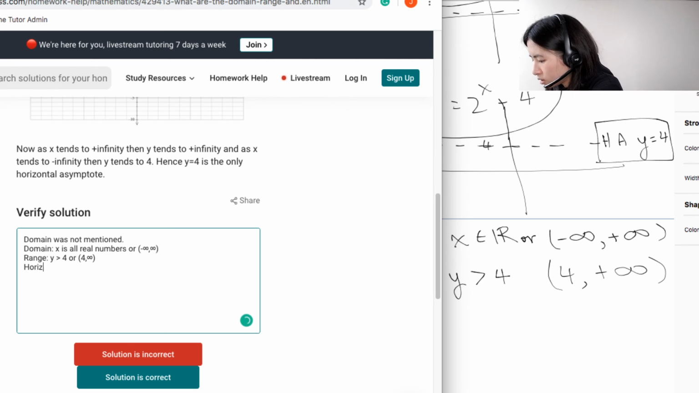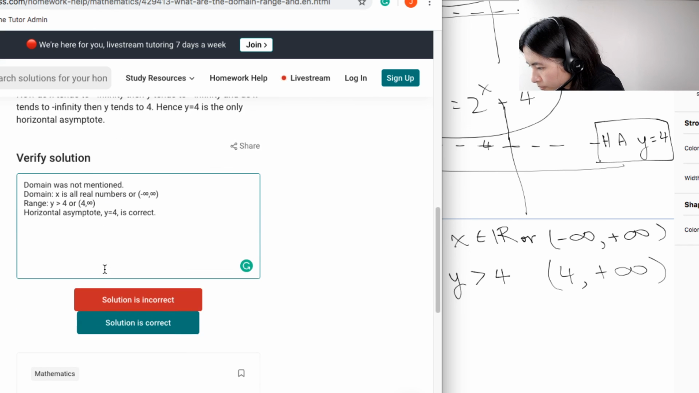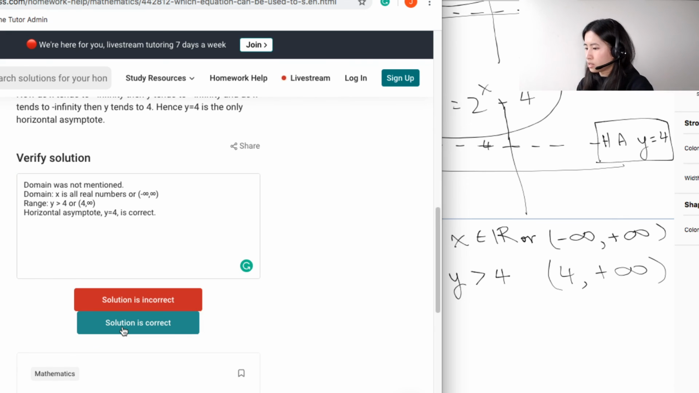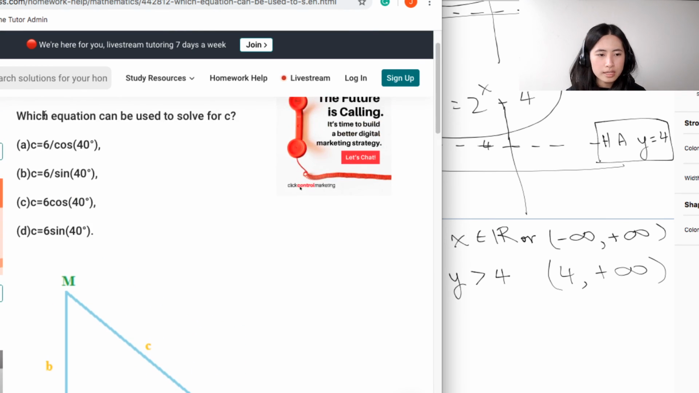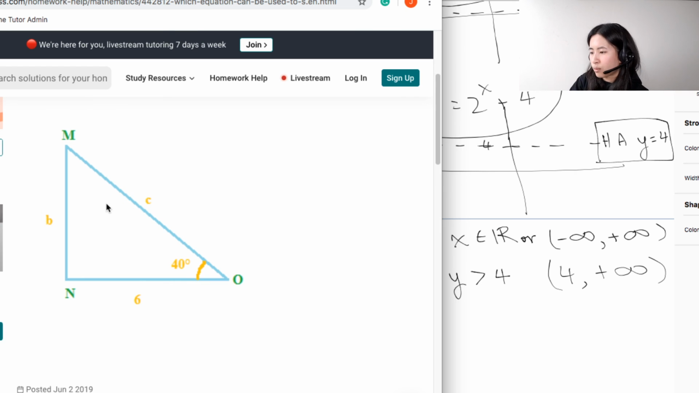Okay, great. The solution is correct because part of it was correct. Okay, great. So it says here, which equation can be used to solve for C, and we have a right triangle. I know they didn't really specify that, but the only way for you to solve this question is to use SOHCAHTOA, right?